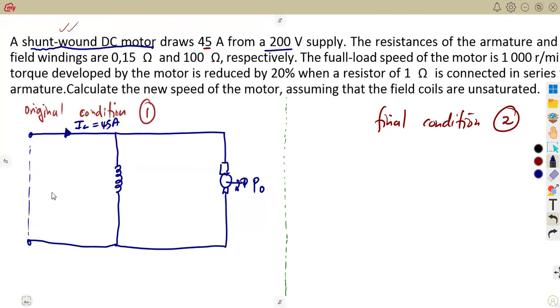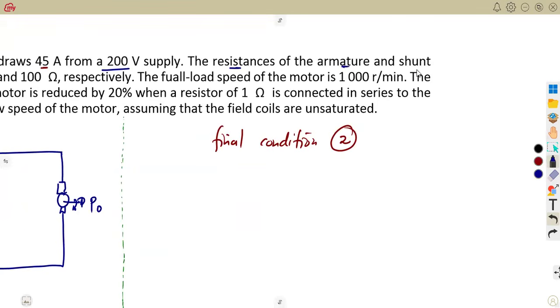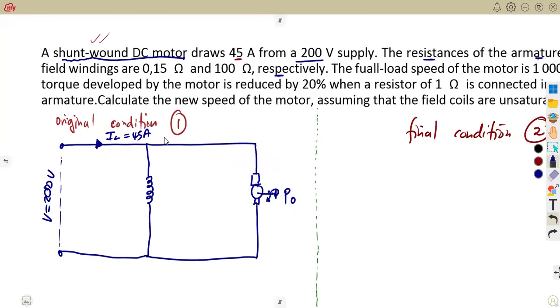From what? A 200 volt DC, meaning to say the voltage that we are having there is 200 supply. The resistances of the armature and the shunt are given respectively. So the one of the armature is the first one that we are given, which is 0.15 ohms. That of the field, which is the shunt winding, the resistance of the field, you're also given here.